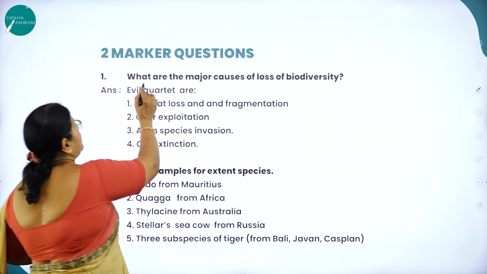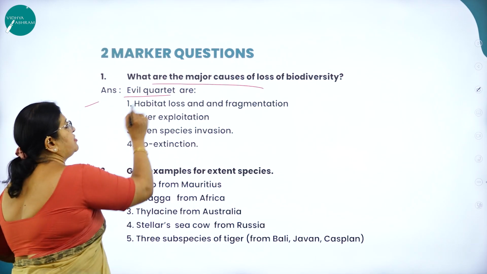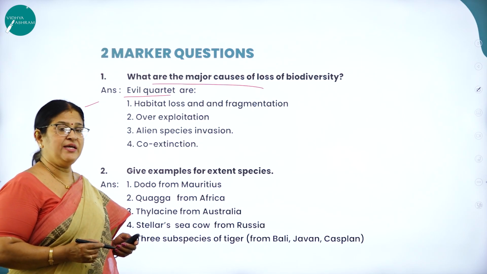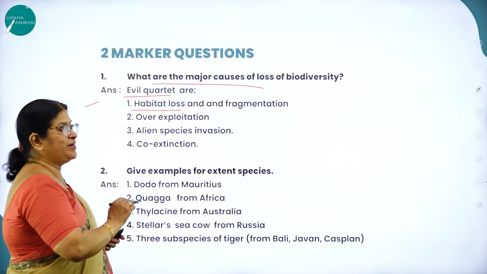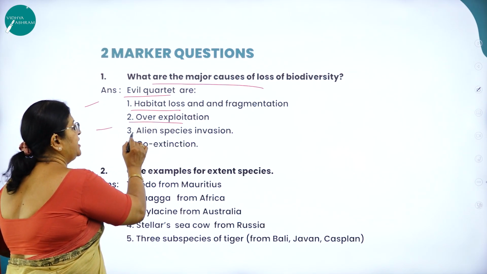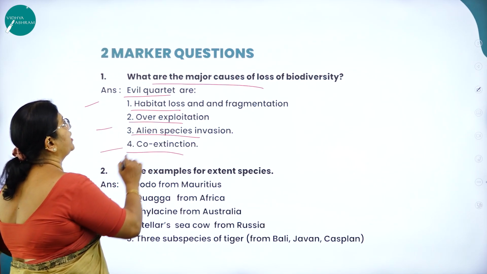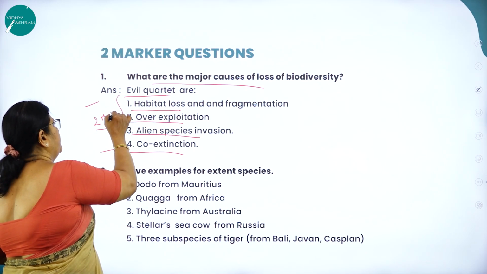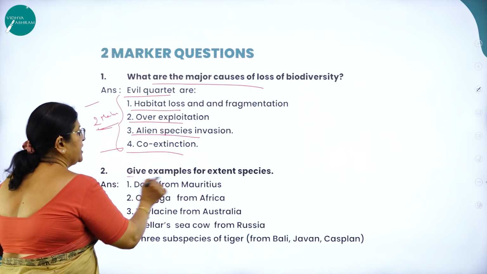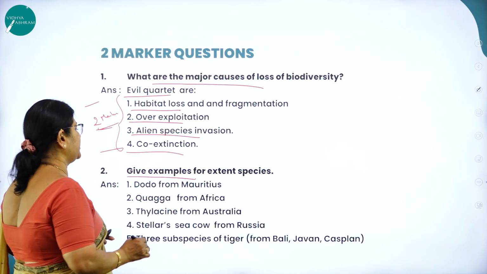Next, what are the major causes of loss of biodiversity? This is a very common question which is asked in the examination, right? Habitat loss and fragmentation, overexploitation, alien species invasion and co-extinction. Usually this might be asked as a 2-marker question.